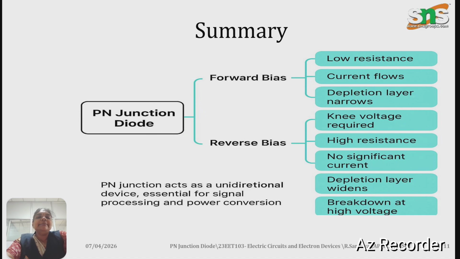In summary, in the PN junction diode we have two biasing types, forward and reverse biasing. In forward biasing, current flows, low resistance is found, and the depletion layer is very narrow. In reverse biasing, there is high resistance, no significant current, and the depletion layer widens.